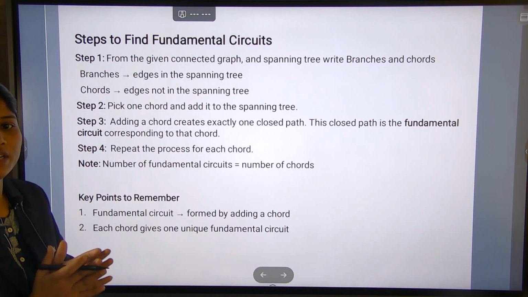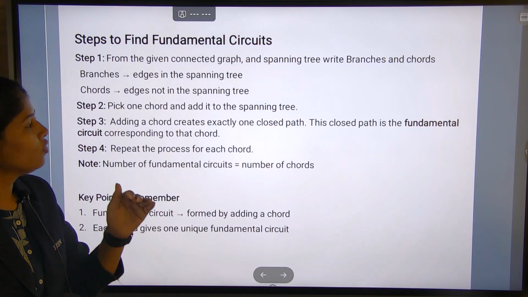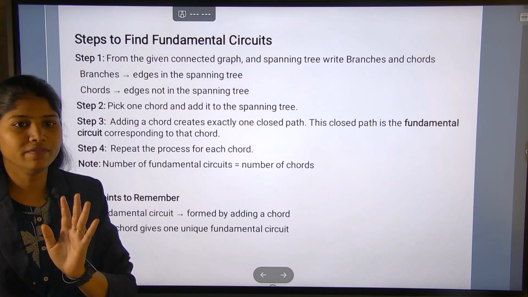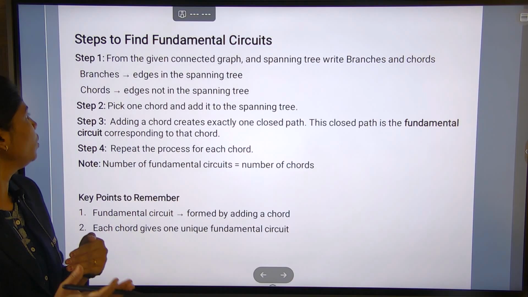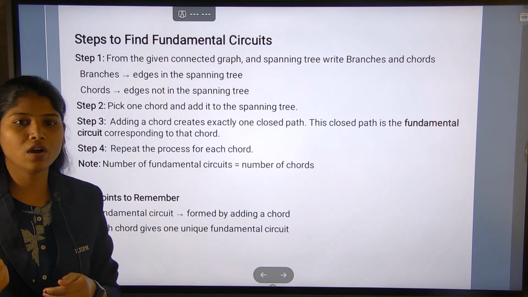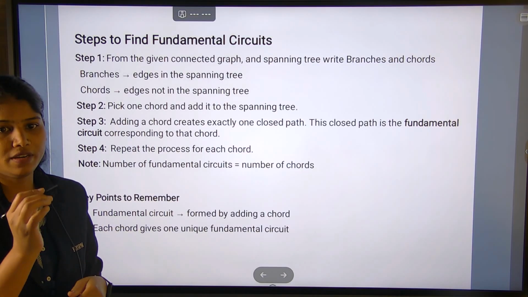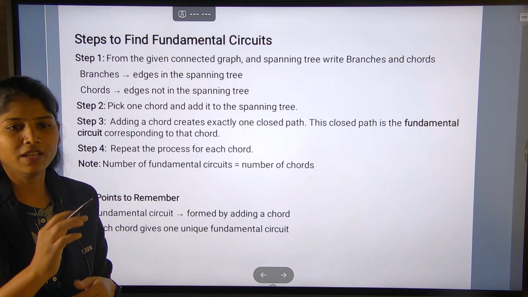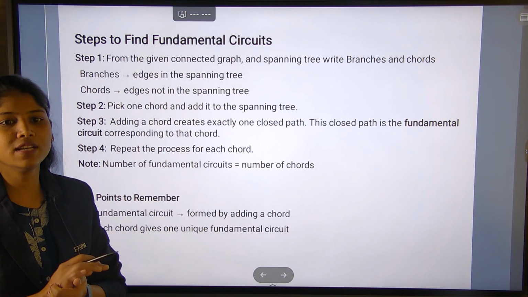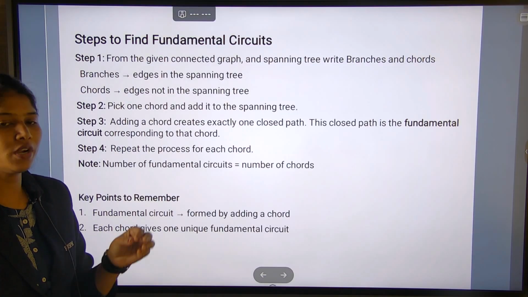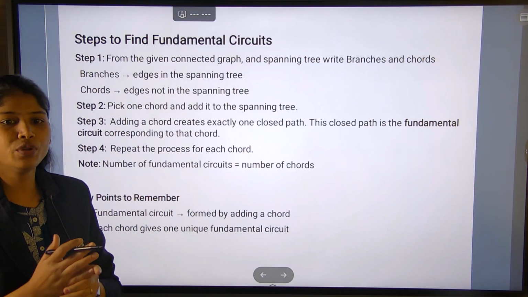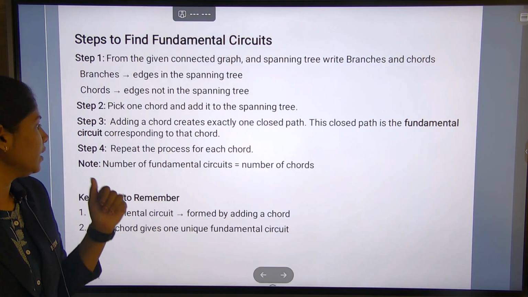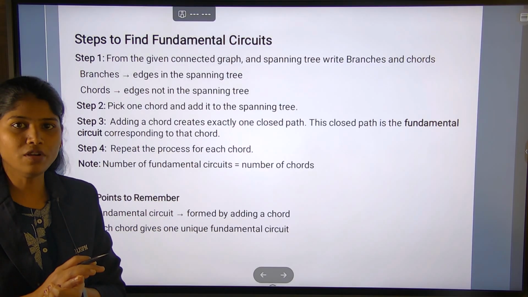So here are some steps to find the fundamental circuits. For fundamental circuits, first write down the branches and chords from the spanning tree. After that, for step 2, we pick one chord and add it to the spanning tree. After adding that chord, we get a closed path, meaning one cycle, and that cycle is the fundamental circuit corresponding to that chord. We need to repeat the process for all the chords. So the number of fundamental circuits is equal to the number of chords.